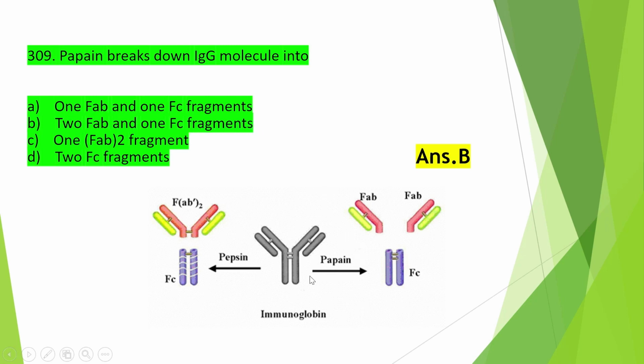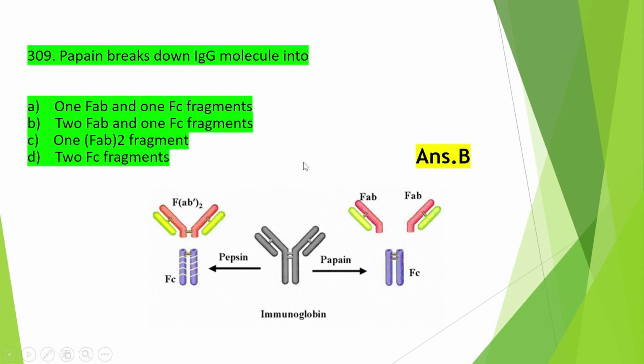So here we can see this is the whole intact IgG molecule. So when we add papain, papain breaks the immunoglobulin or IgG molecule in this region. Okay, so we will get two FAB regions and one FC region. So the option B is correct.